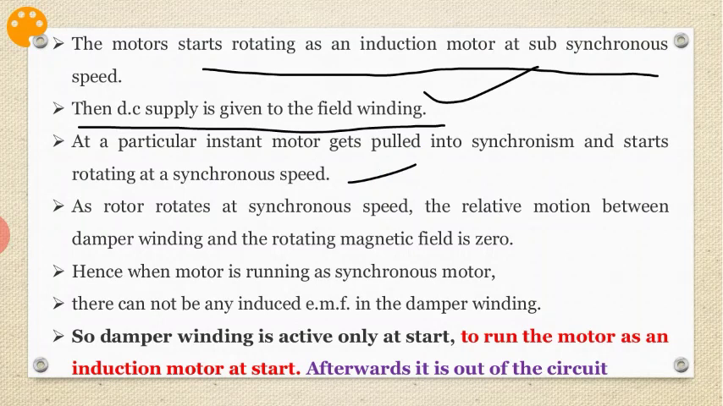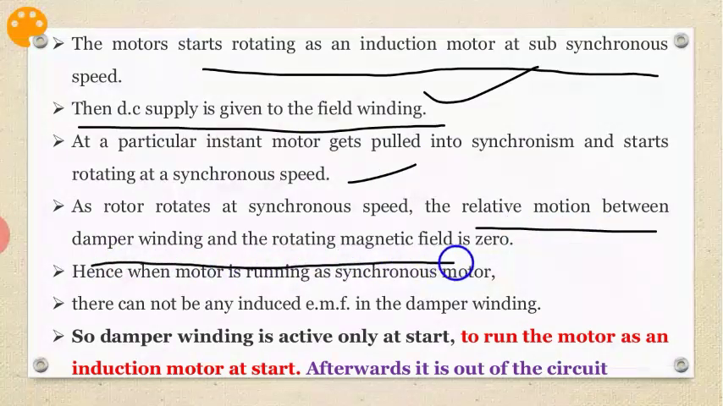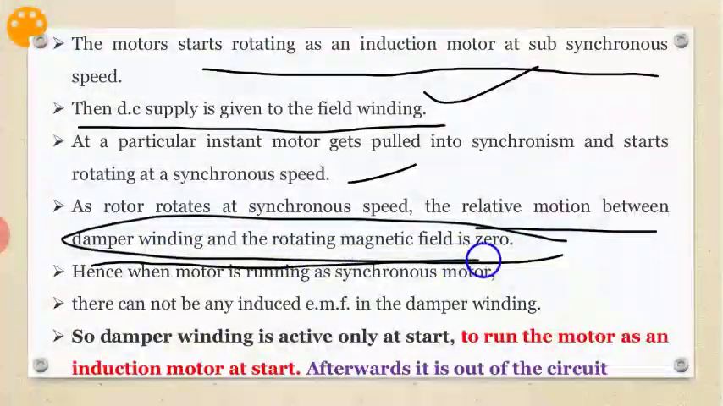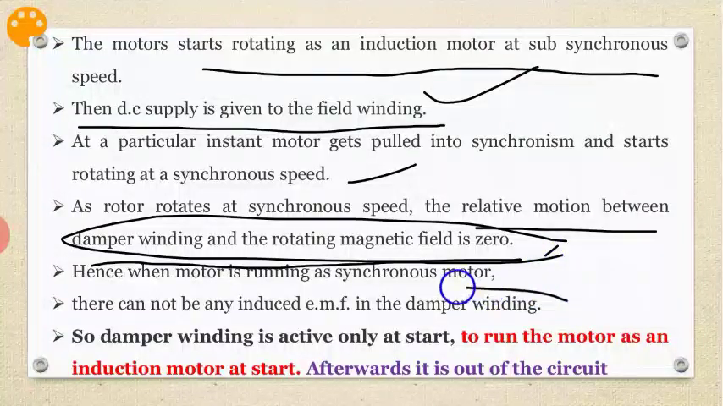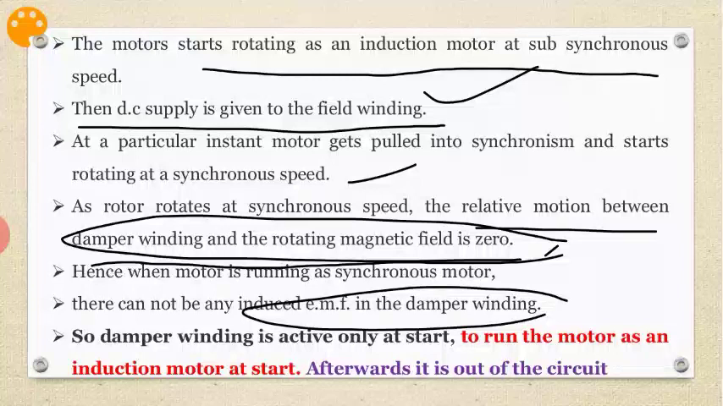Okay, so once it starts as a synchronous motor, the rotor is now rotating at synchronous speed. What will happen? As the rotor rotates at synchronous speed, the relative motion between the damper winding and the rotating magnetic field is 0 now. Hence, when the motor is running as a synchronous motor, there cannot be any induced EMF in the damper winding. I repeat, there will be no EMF in the damper winding.